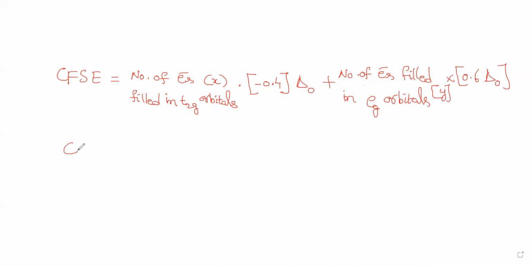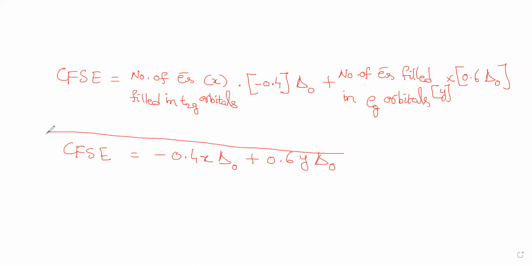So in the textbooks, we write it like minus 0.4x into delta naught plus 0.6y into delta naught. This is what we see in textbooks. What is the significance of this? I will tell you now. What is the significance of this particular equation?